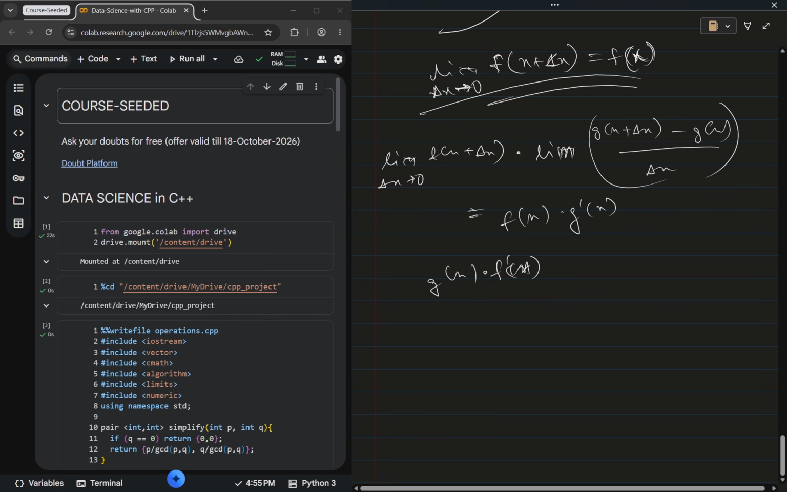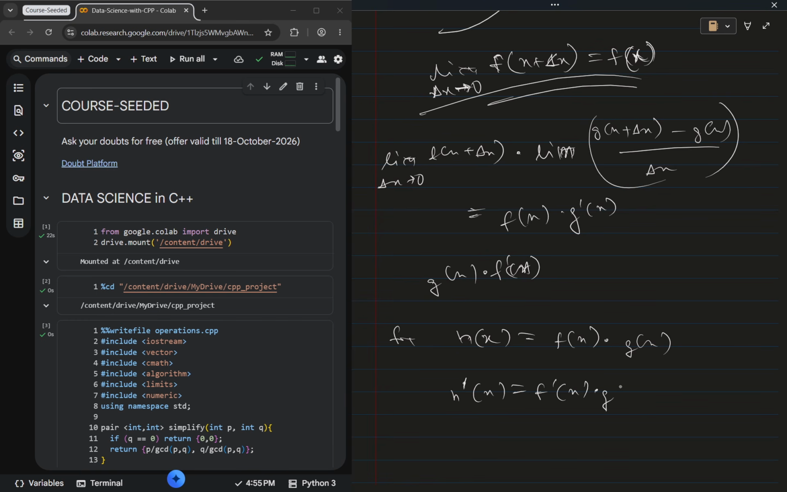So you finally have, for a function h(x) equals f(x) times g(x), h'(x), the derivative of h(x), equals f'(x) times g(x) plus g'(x) times f(x). So you have all this over here.